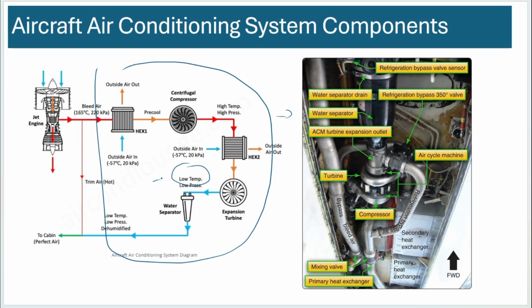Typically, you may be as cold as 1 degree C to 5 degrees C here. And the water starts condensing, and you have to separate that water through the water separation device here. Once that's done, you are sent to a mixing chamber where you mix with a little bit of hot air from the jet bleed, so that you can raise this temperature from 1 to 5 degrees to around 20 degrees C and atmospheric pressure, right? And then you feed that to the cabin.